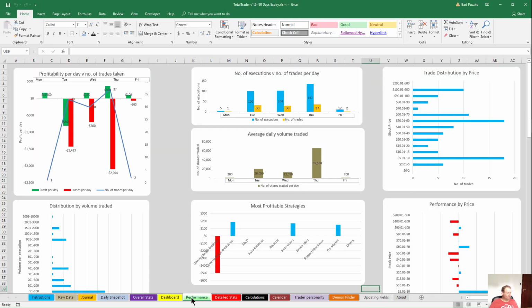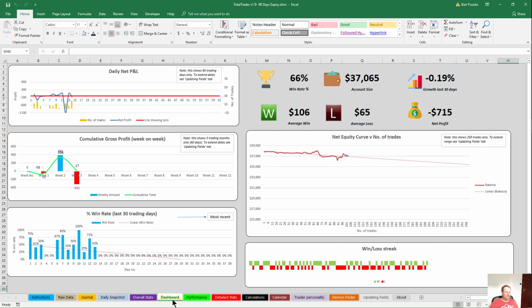Then the next tab, performance tab. So the next 2 tabs, called performance and detailed stats, they're more detailed charts and everything. You don't have to get into these if you don't want to. You could just focus on your dashboard. So if you're asking me what would you focus on if you were just a beginning trader and want to just learn, understand overall how you're going, focus on the dashboard.